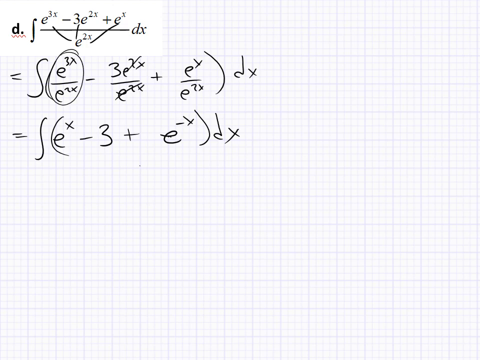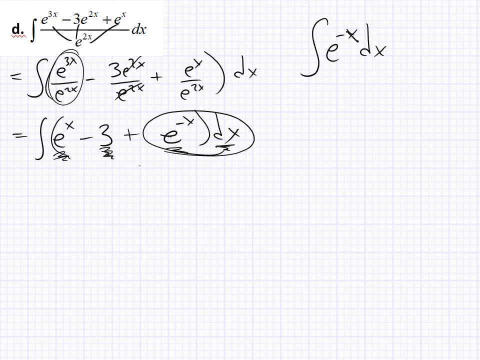Since all these are added together, I can integrate each one of these separately. Well, e to the x dx, you don't need any type of substitution. 3 dx, you don't need any type of substitution. This one, you may look at as a substitution problem. And so if we look at e to the negative x dx, and think about how we're going to integrate that. Well, we know that the integral of e to the x is e to the x. And the integral of 3 is going to be 3x.